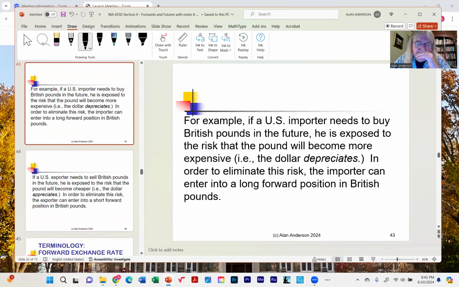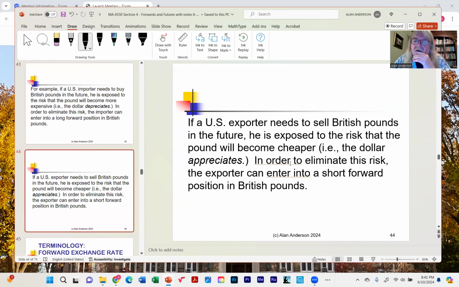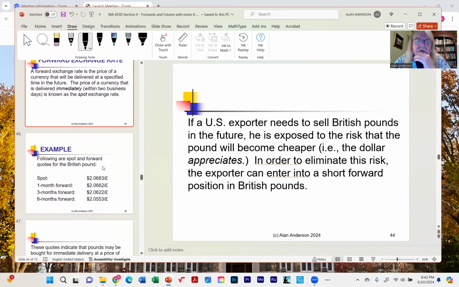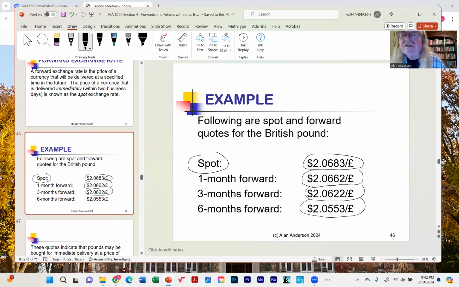So as far as this is concerned, what I would like you to really see is that because there's so much trading going on in this market, if you looked in, let's say, the Wall Street Journal, what you could find is, and this is a very old example when the pound was worth a lot more, but the logic is the same. Look at these numbers. This tells me that if I want to buy a single British pound today for immediate delivery, it'll cost me 206.83. But if I don't need to take delivery for a month, I only have to pay 206.62. 3 months it's 206.22, and 6 months is this price.